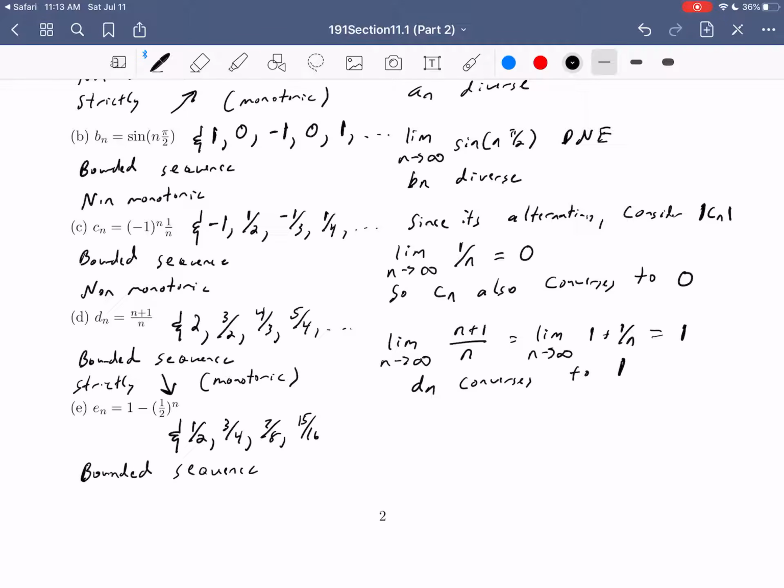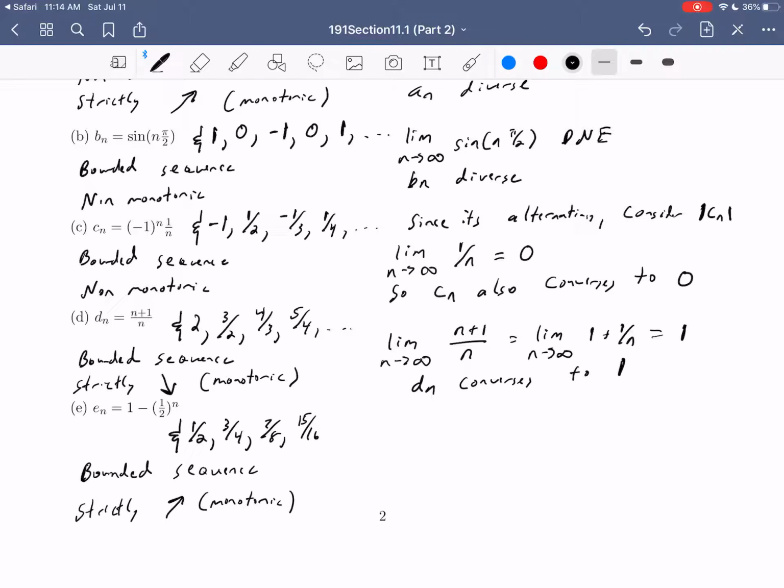What about monotonic? Well, if we imagine 1/2 to 3/4 to 7/8 to 15/16, it's strictly increasing. And that's because this 1/2^n is getting smaller and smaller. So we're subtracting smaller and smaller pieces. So the overall result is getting larger and larger. So this is strictly increasing. So it is also monotonic.